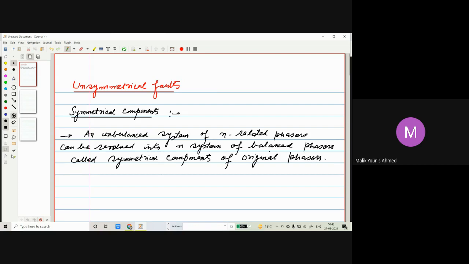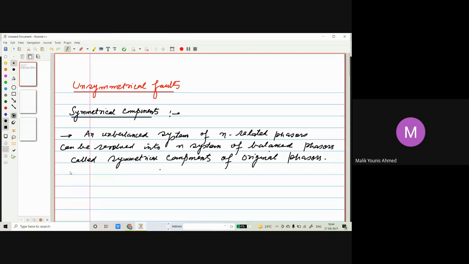Okay, so if we have an unbalanced system, a phasor will have a magnitude as well as an angle, just as in electrical engineering any phasor is a complex quantity. Then we can resolve those related phasors into a similar number of phasors, but those will be balanced phasors, a system of balanced phasors. The phasors which were unbalanced in nature will be resolved into n systems of phasors, which will now be balanced.